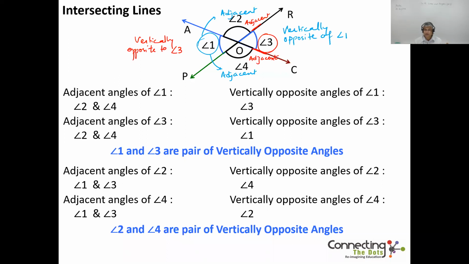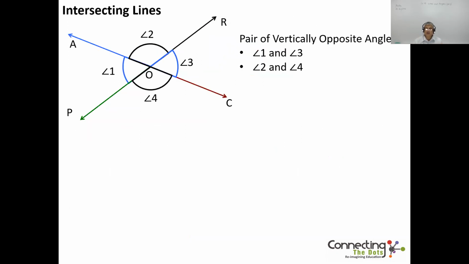In the previous slide we saw we had 4 linear pairs. Now I have 2 pairs of vertically opposite angles. Let's see what all of this means. What can we say about a pair of vertically opposite angles? So here is this again, 1 and 3, and 2 and 4. That's pretty straightforward now.